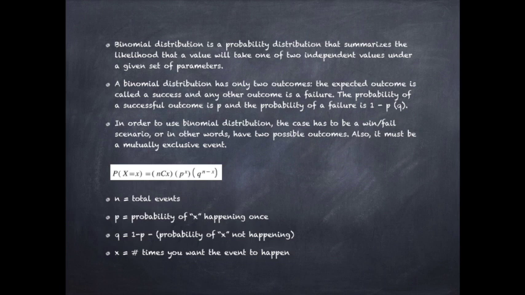N stands for total events. P stands for probability of X happening once. Q stands for 1 minus P, the probability of X not happening. X stands for the number of times you want the event to happen.